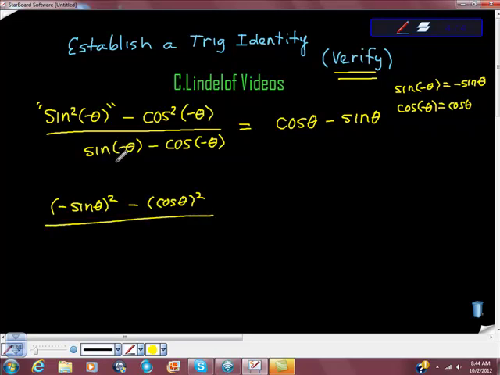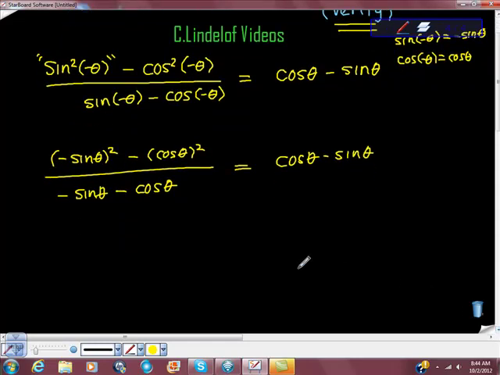Anything? What about down here? Yeah, negative sine theta using the negative formulas right here, right? Minus cosine just theta using this negative formula right here, right? So far, are we good? And remember that we can't touch the right-hand side, so it has to be equal to cosine theta minus sine theta. So this is what I'm going to do here.